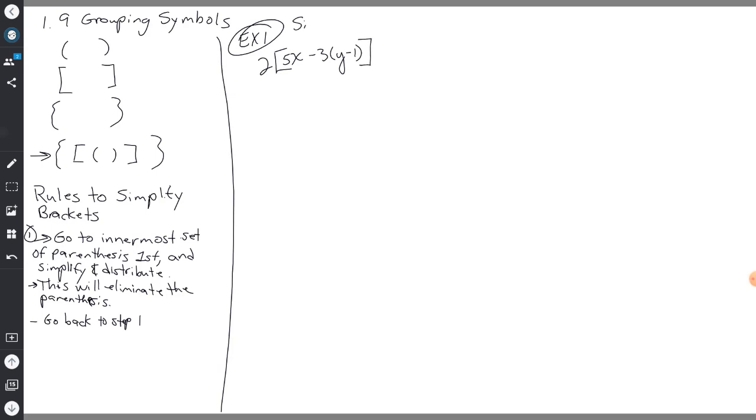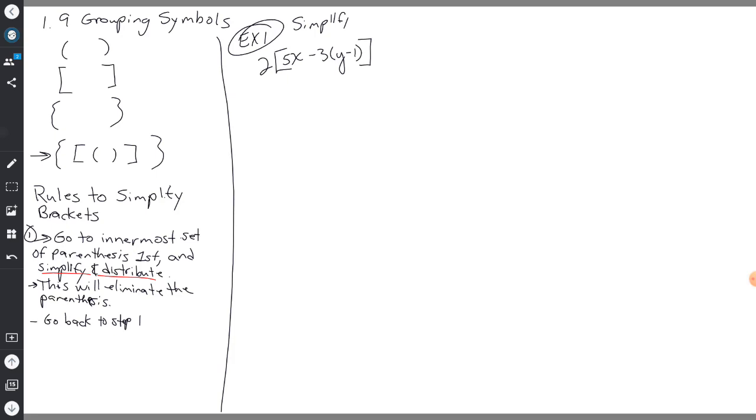So we want to simplify this. As you can see, we have two sets of parentheses there. So according to the rules, we go where? The innermost. Right. So the innermost is the y minus 1. We go here, we do whatever's on the inside if we have anything to do. If not, what do we do? Right. So you either simplify or distribute.